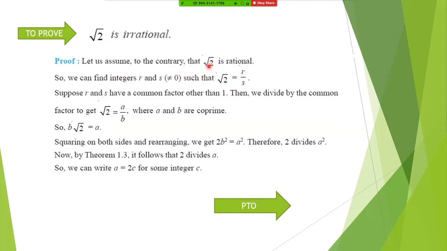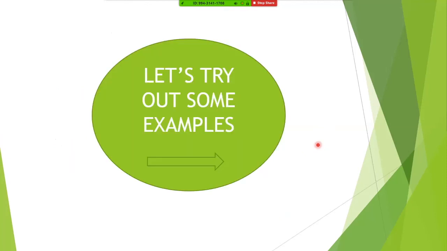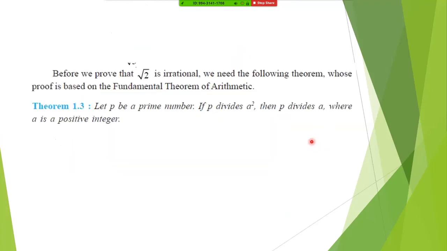If we consider that root 2 is rational, that means we can write root 2 in the form of R upon S. We divide out any common factor, so we can write this in the form of A by B, where A and B are co-prime. That means B root 2 is equal to A. Squaring on both sides and rearranging, we have 2B square is equal to A square, which says that 2 divides A square.